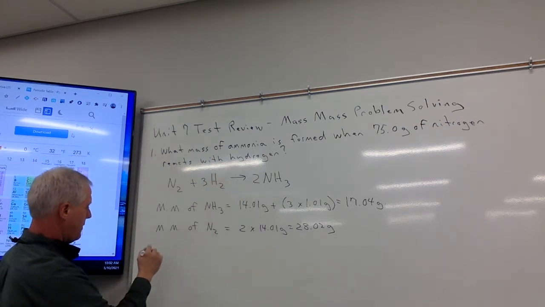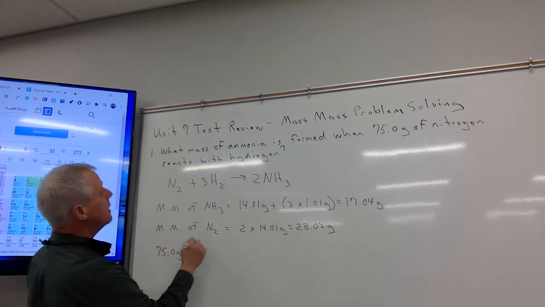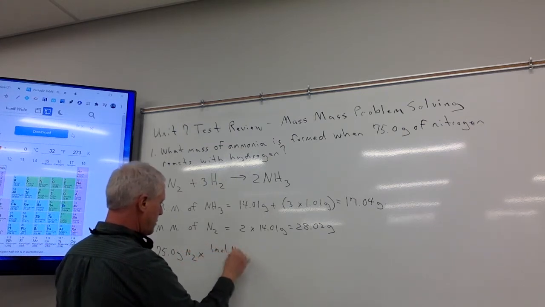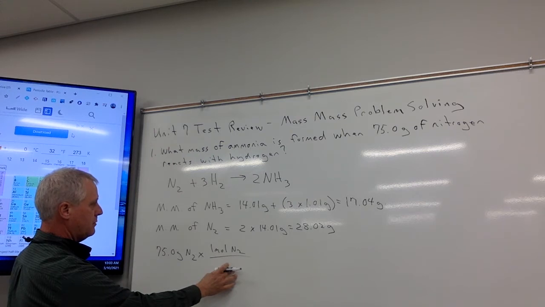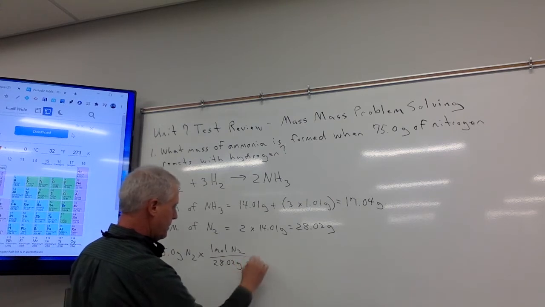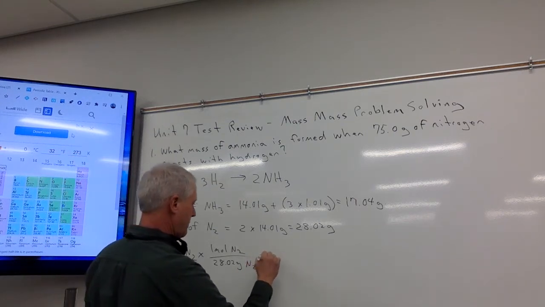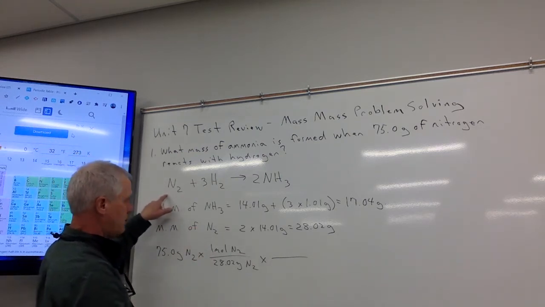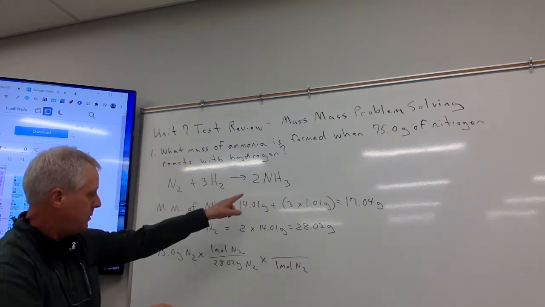We start with what's given, 75 grams. So we've got 75 grams of nitrogen. And so we'll have 1 mole of N2, doing our mole ratio to our molar mass of nitrogen, which is 28.02 of N2. And then let's look at our mole ratio of the ammonia and the nitrogen gas. So how many moles of nitrogen gas do we have? We just have 1 mole of N2. And for ammonia, we have 2 moles.